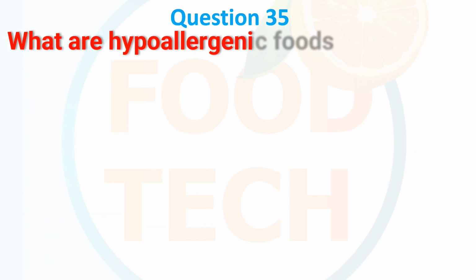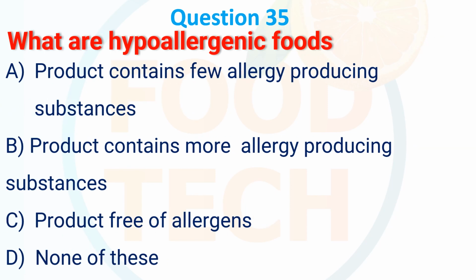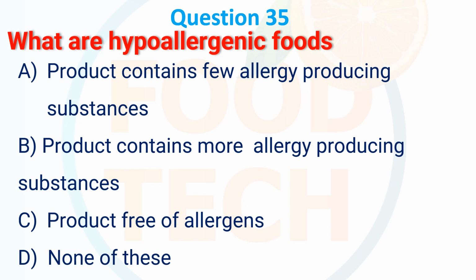What are the hypoallergic foods? A. Food containing few allergy producing substances. B. Product containing more allergy producing substances. C. Product free of allergen. D. None of these. The answer is A. Product containing few allergy producing substances.